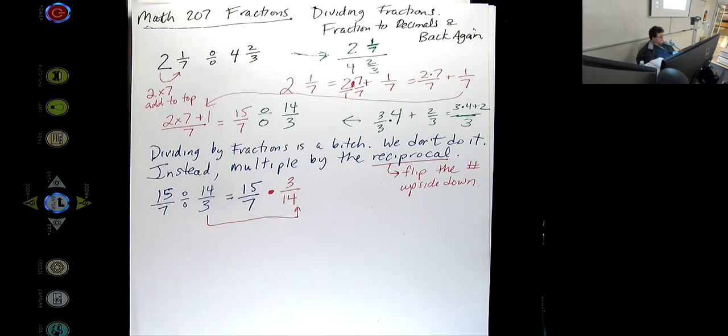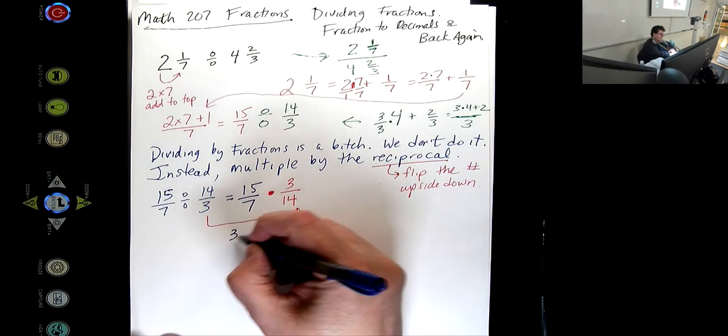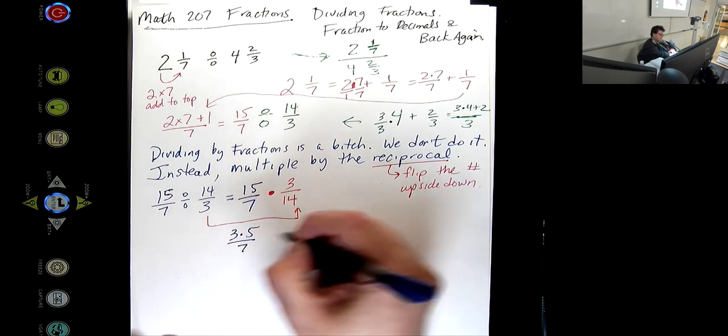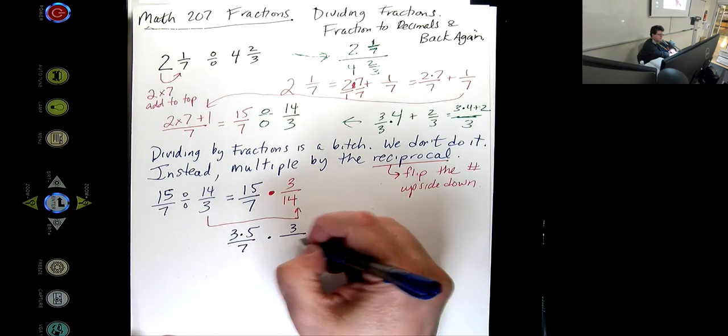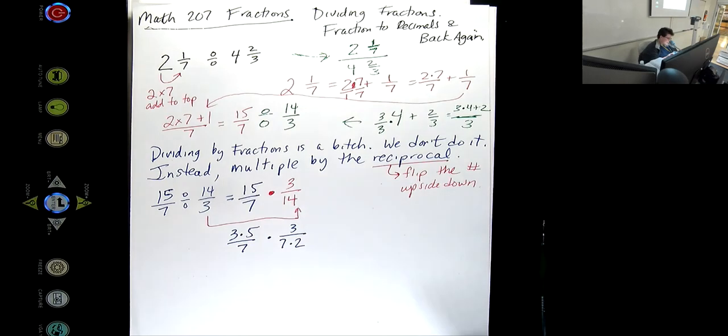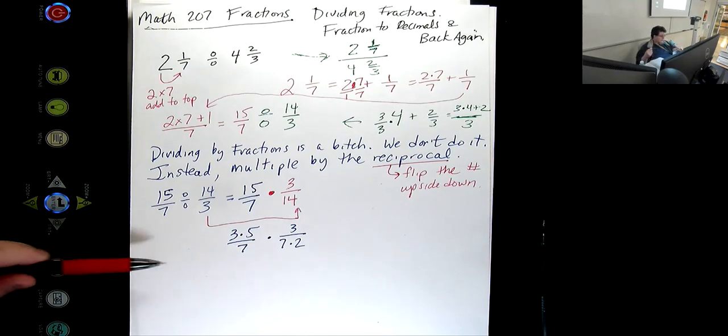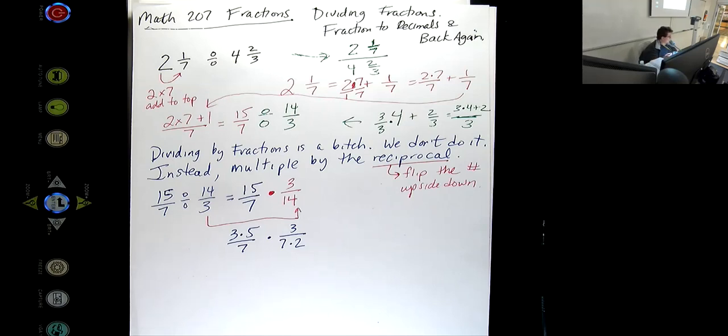And ideally, you should check to see if something reduces first. We talked about factoring numbers before. 15 is 3 times 5, that's over 7. And 14 is 7 times 2. And we can only cancel stuff when one is on the bottom and one is on the top. On the top, I just have 3s and 5s. On the bottom, I just have 7s and 2s. So they don't have a number in common on both sides of the fence.